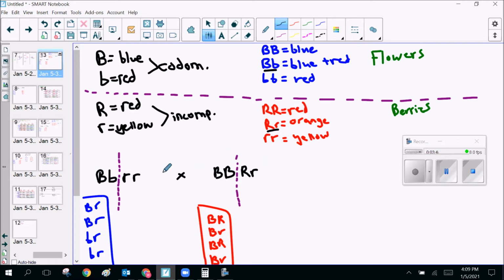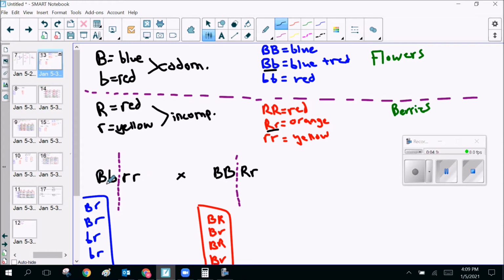To figure out all the possible sperm and egg that could be created within these individuals' bodies, we need to put all of the possible B's with all the possible R's. This is very simple, okay? We take the first B over here on the left, and we pair it with both of these R's. So capital B, lowercase r, we write that down. Capital B, lowercase r, we write that down.